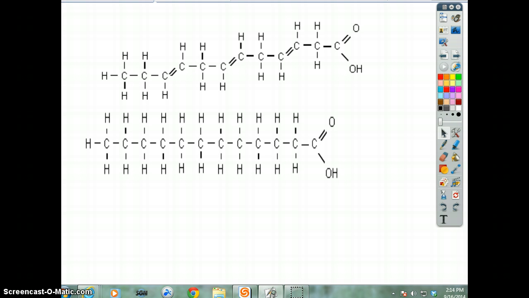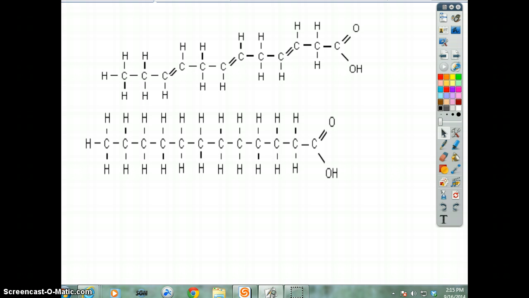How can you tell if it's a trans fat? You won't be asked about that. Technically, a trans fat would go up and then come back down, and it would sort of form a straight line rather than bending like that, but there won't be any questions about trans fats. I just threw that trans fat thing in there because they talk about it so much.